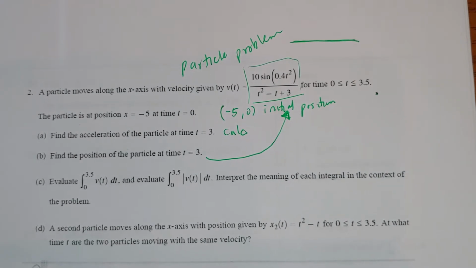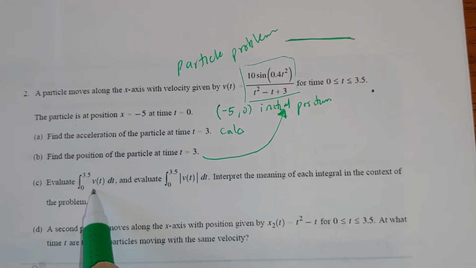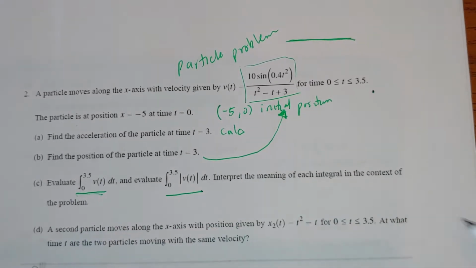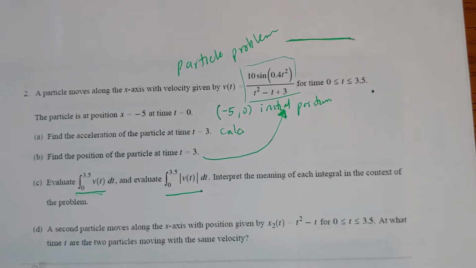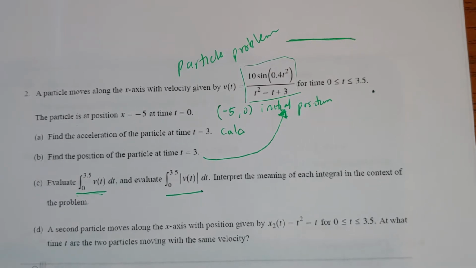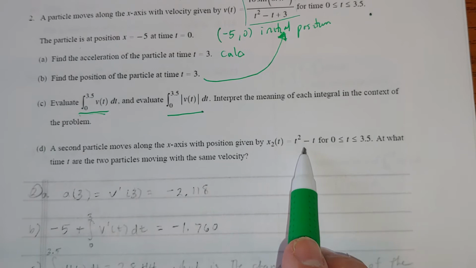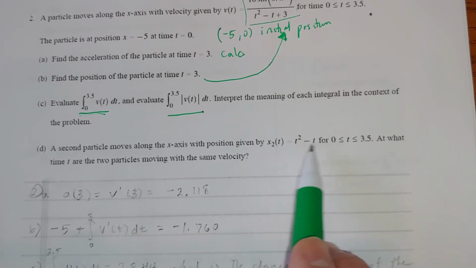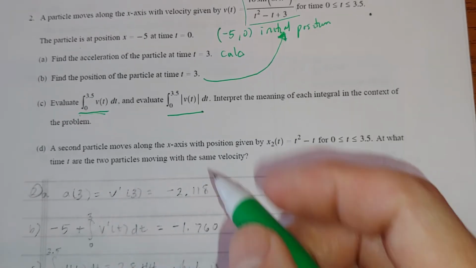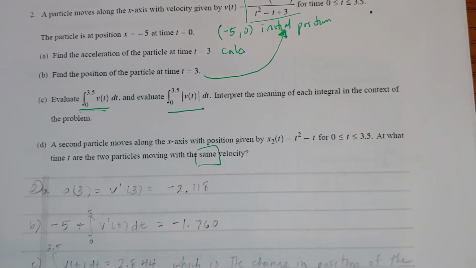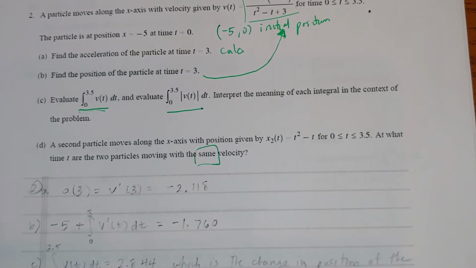Position needs position. Lastly, we're going to evaluate this integral and this integral and interpret the meaning, which is actually pretty easy. Finally, in letter D, they introduce a second particle with an additional velocity. At what time are the two particles moving the same velocity? So really not too bad, but let's take a look and see what happens.